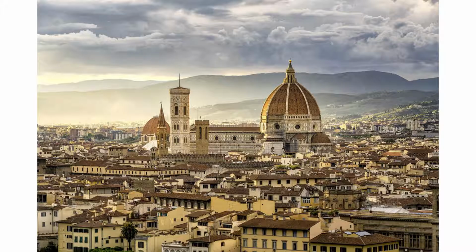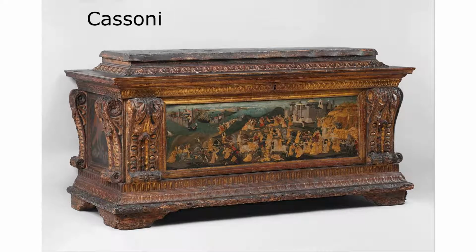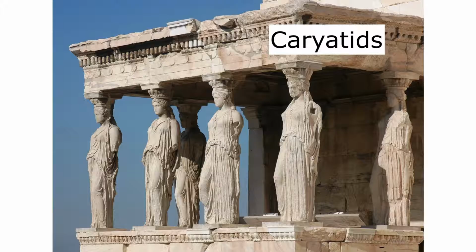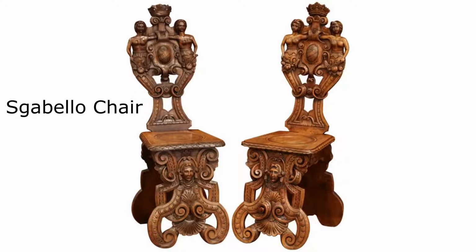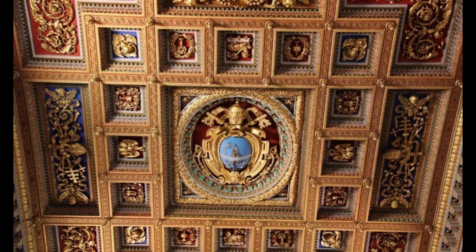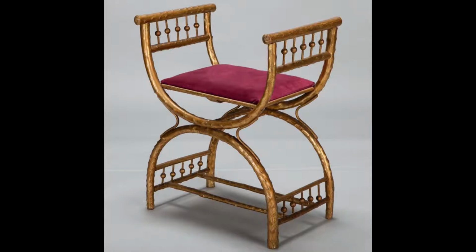Here come some things invented during the Renaissance era. The cassone, which was a chest that was brought into people's homes. Caryatids, which was widely used during the ancient Greek, was during the Renaissance used as legs for their tables. The scabello chair was invented, and it definitely had more details compared to previous eras. Bronze, wood, marble, and stone was also heavily used during this time.